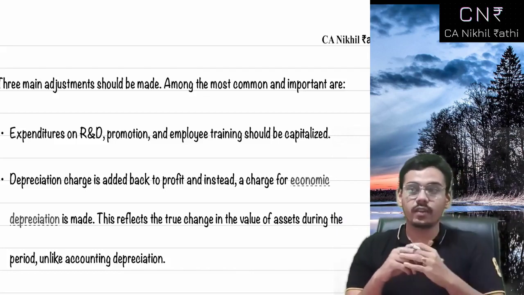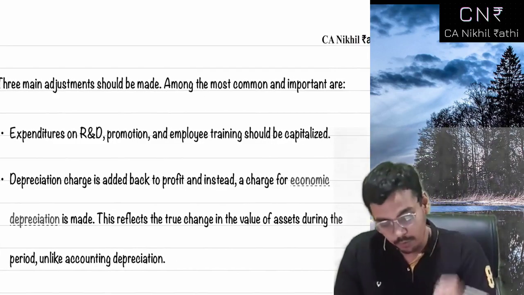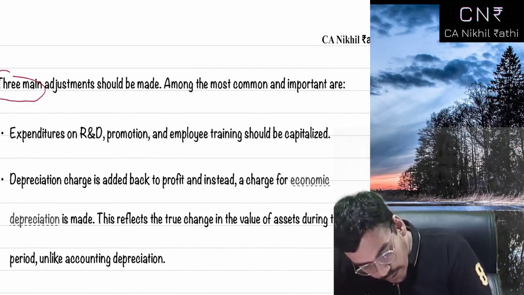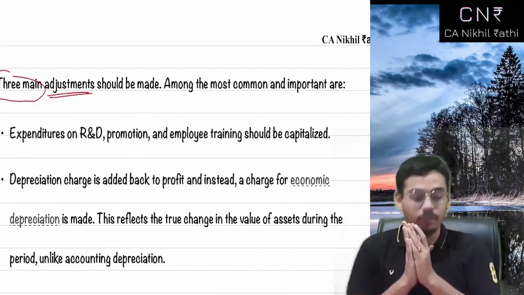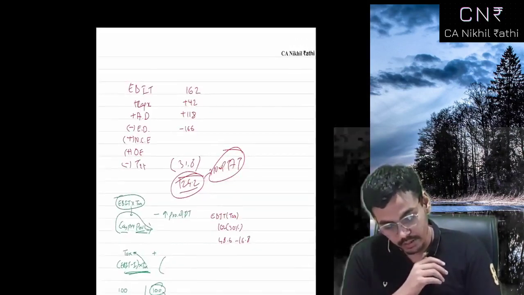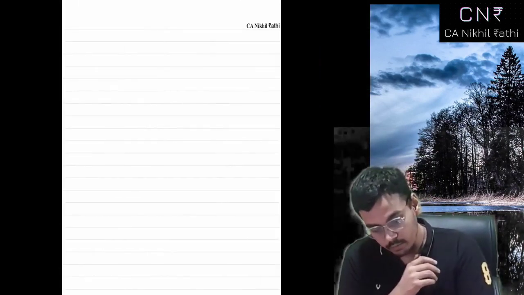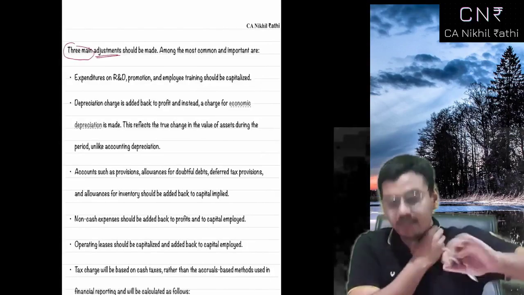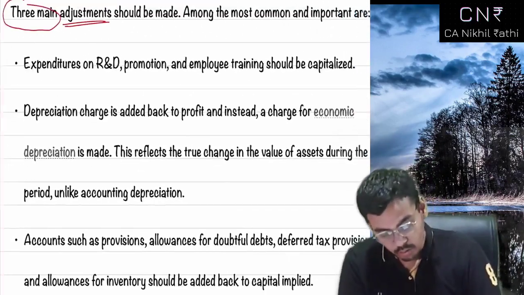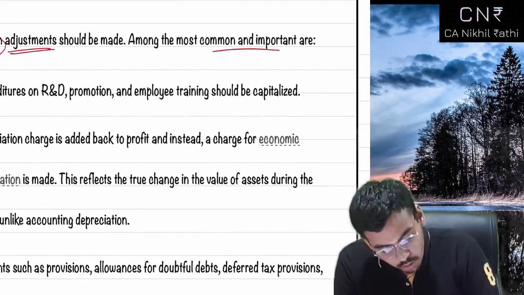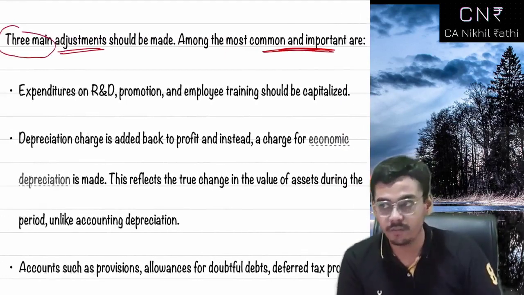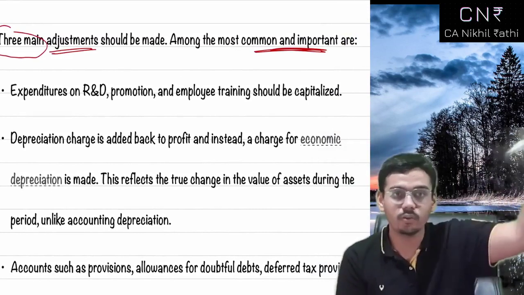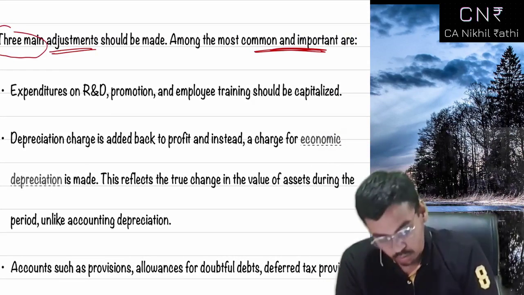Okay, understand the part now. Before we start, for EVA, you need to understand three main adjustments. Let me deal with the first one. I would recommend you write this while watching the video. Among the most common and important factors for EVA are, now you know what is EVA, how to calculate NOPAT for EVA, you have seen that revision video.